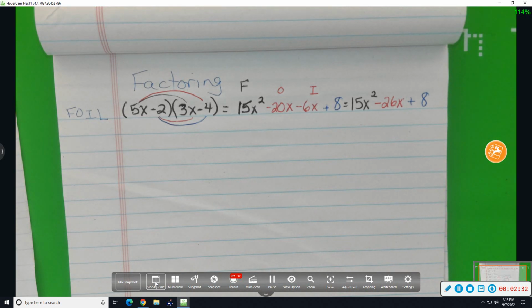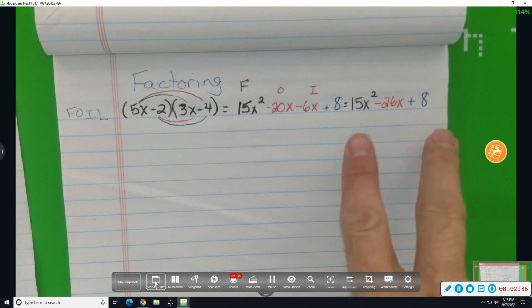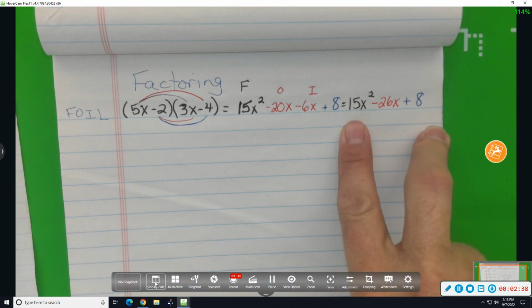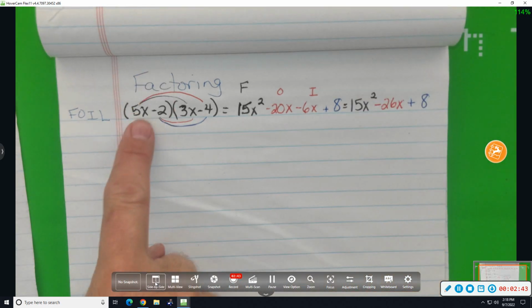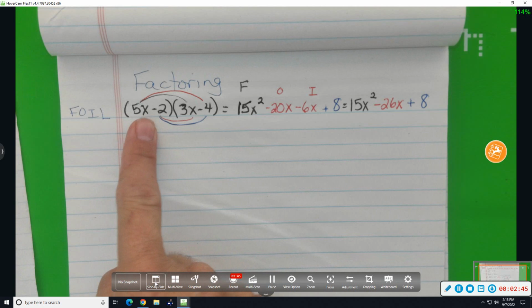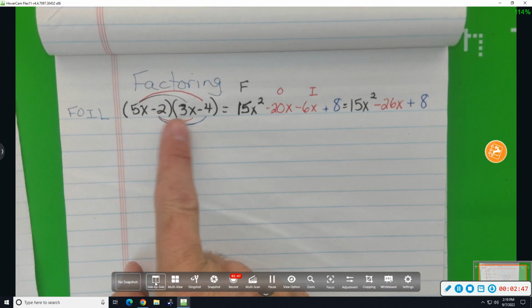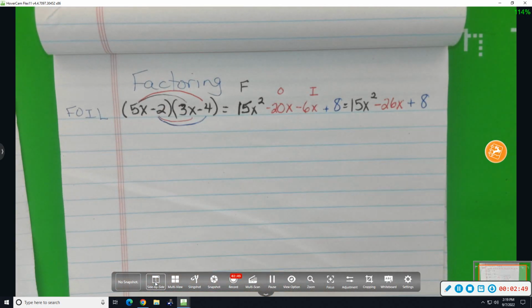What we're going to be doing today is the reverse. Starting with this 15x squared minus 26x plus 8, go back to the 5x minus 2 and 3x minus 4. So we're going to be coming up with those two sets of parentheses.